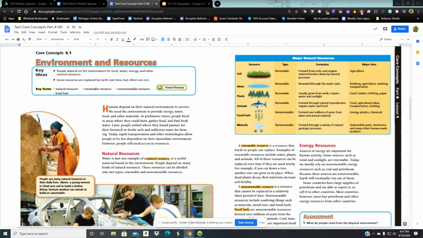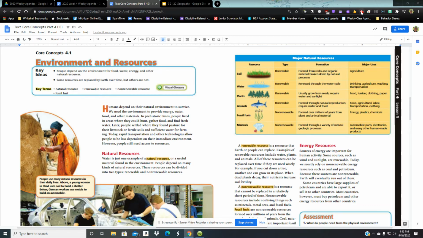Natural resources. Water is just one example of a natural resource. A natural resource is a useful material found in the environment. People depend on many kinds of natural resources. These resources can be divided in two types. Some are renewable and some are non-renewable.